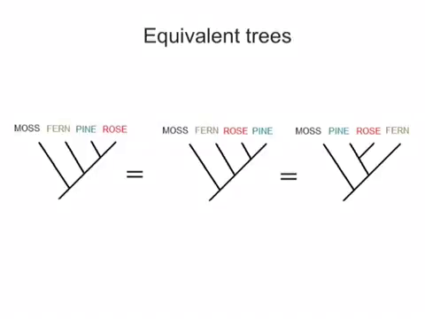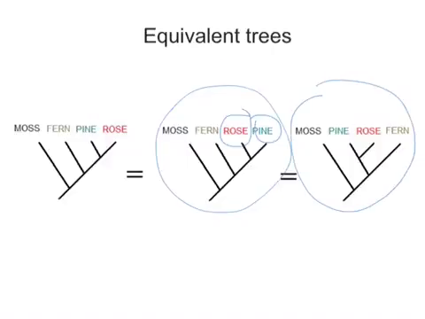Alright, so here we have equivalent trees, and as we can see, if you move one of the branches around the tree, it does not make a difference in this case. So here we're looking at the moss, the fern, the pine, and the rose. And then in this one, we have the moss, fern, rose, and pine. So here the rose and the pine are switched, but it makes no difference to the phylogeny of the tree. And then same thing with this example. It's moss, pine, rose, and fern, and these are switched, which makes no difference to the phylogeny of the tree.